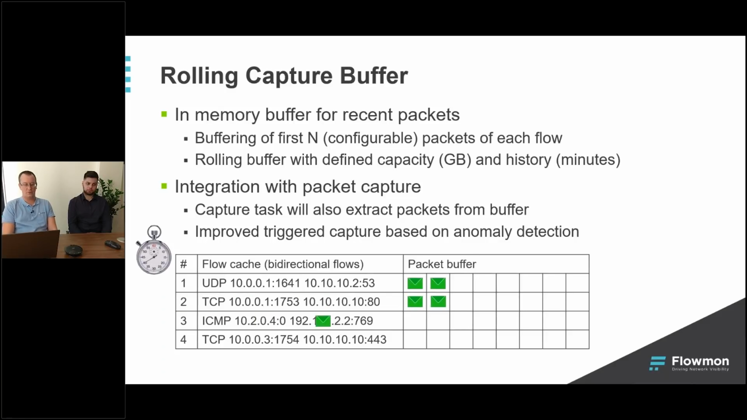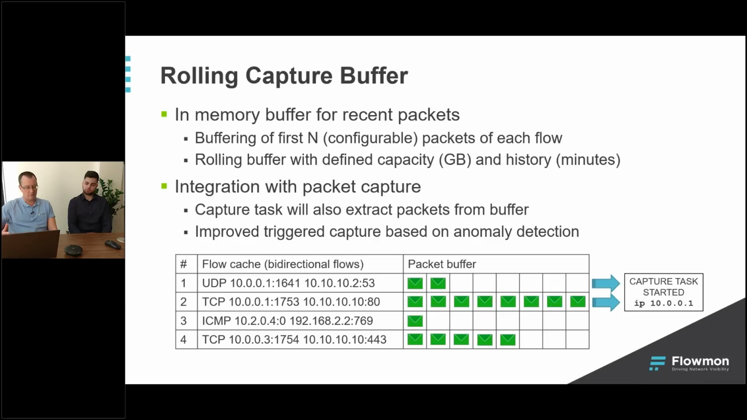In this animation, you can see how this works. We have records in the flow cache, and we store the packets up to the capacity of our memory buffer. Then when there is a request for capture, all the packets that fit the capture criteria go from the buffer to the capture task. They go to a PCAP on the disk.